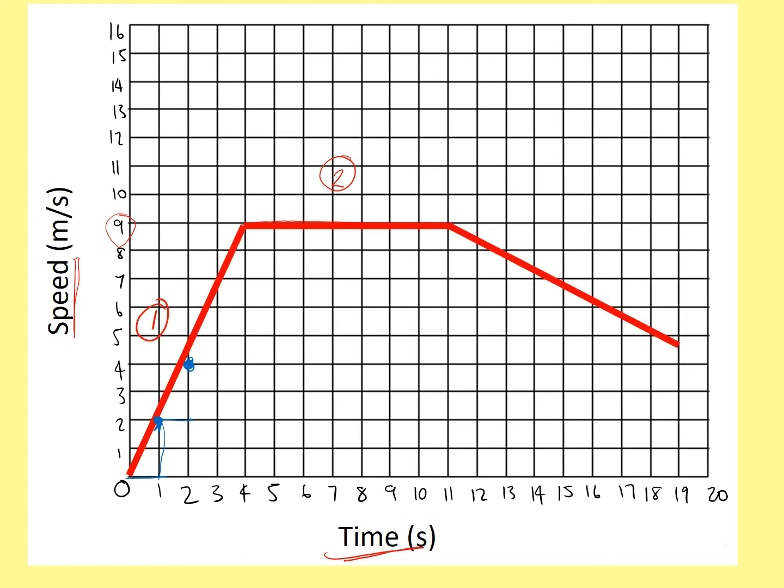In section 3, I can see that the speed is getting slower and slower and slower. And therefore I can say that the object is decelerating. Now for an object to decelerate, there must be a resultant force acting. So I know that in section 3 the object is decelerating, getting slower and slower and slower, and that there is a resultant force acting on that object.